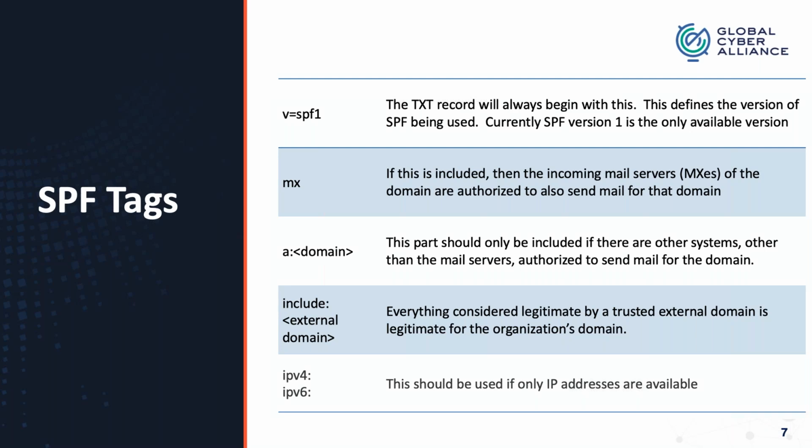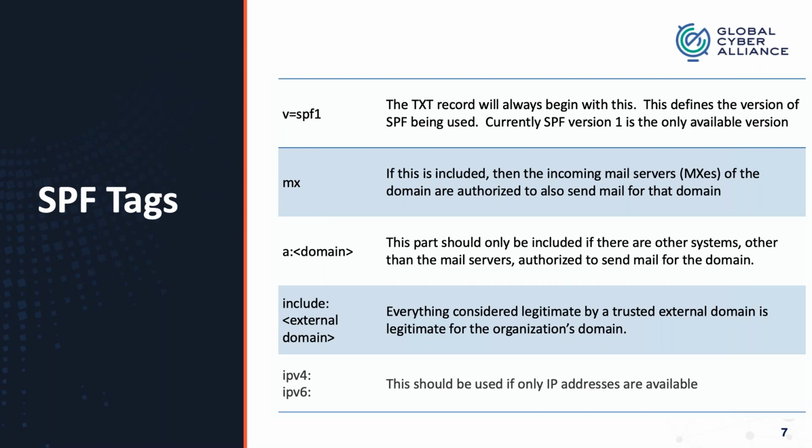Because there's also an include tag. Include is going to be used for third parties. So if you're using something like Office 365, you're going to put in include colon spf.protection.outlook.com, or if you're using Google Workspace, you put _spf.google.com. Include is going to have whatever the third-party vendor tells you to include in there. So A is for internal, something within your own organization. Include is used for external domains.